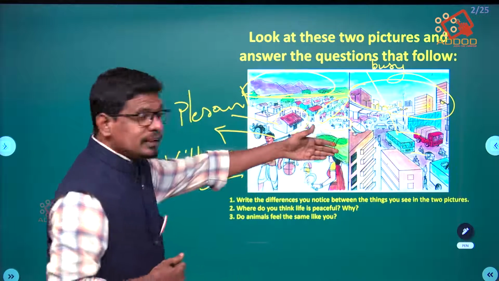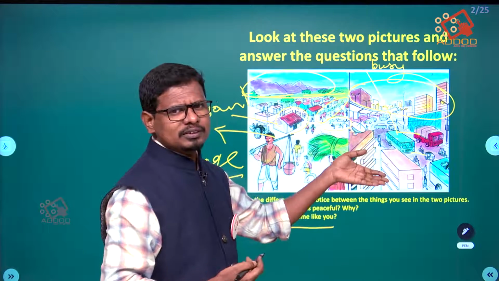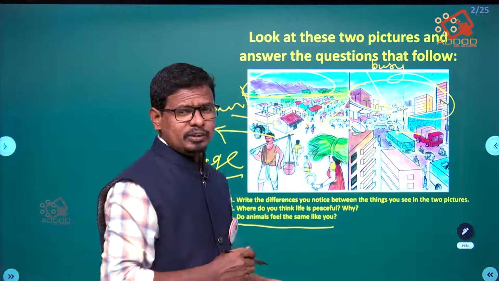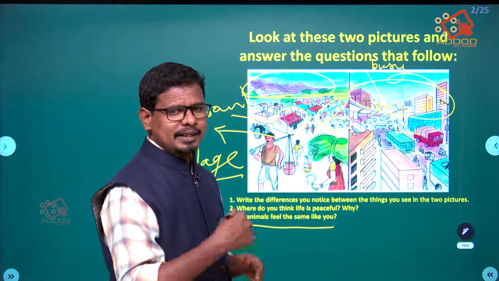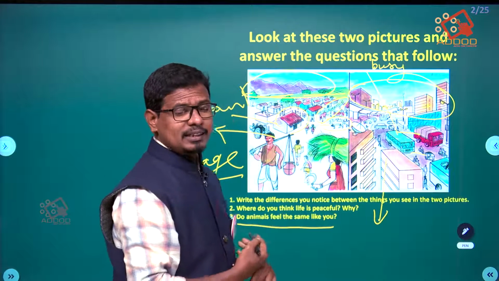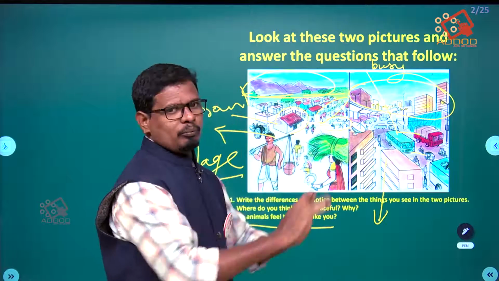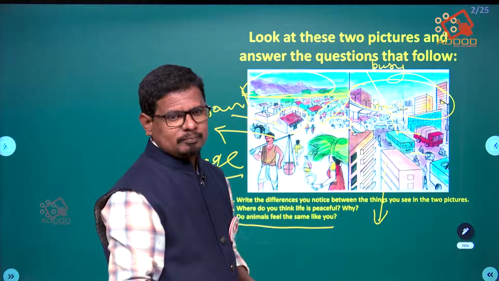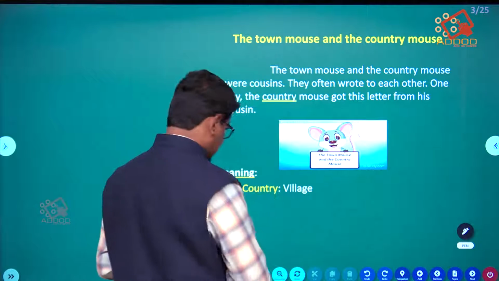So where do you think the life is peaceful? Do animals feel the same as us? In the village, the animals are good, they just go and eat the grass. When it comes to the town, they don't find the grass, rather they start eating the paper, the posters that are stuck to the walls. Okay, let's get into the lesson.